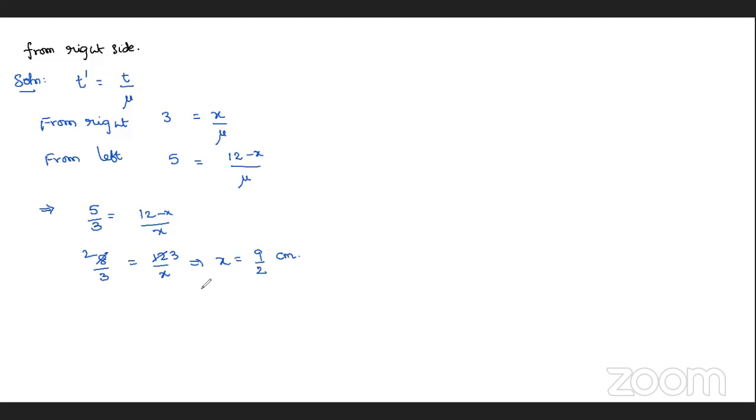Anyone solved it, or are you just sitting and watching? Correct, sir. 8 mu is equal to 9/2. That implies 3 is equal to x by mu. Based on that formula, how much do I get for mu? The 3s cancel. Correct? Yes sir. No mistake in my calculation? No sir, everything is correct.